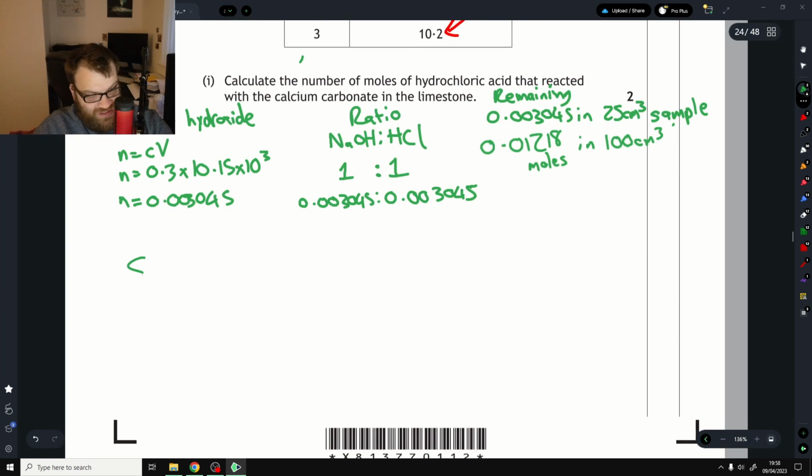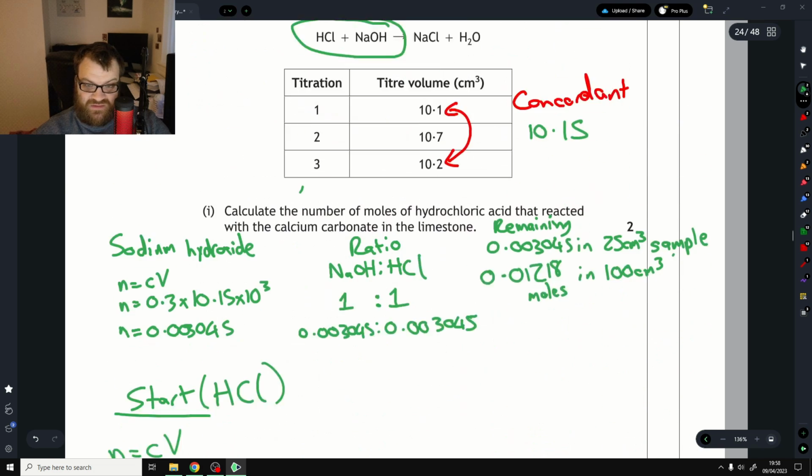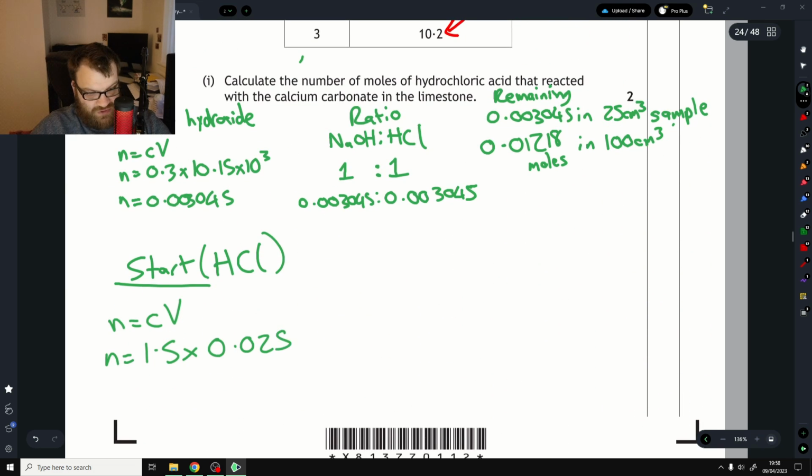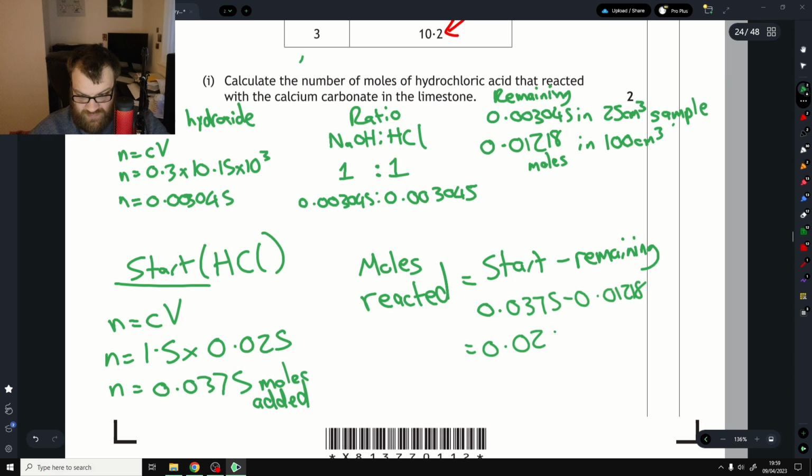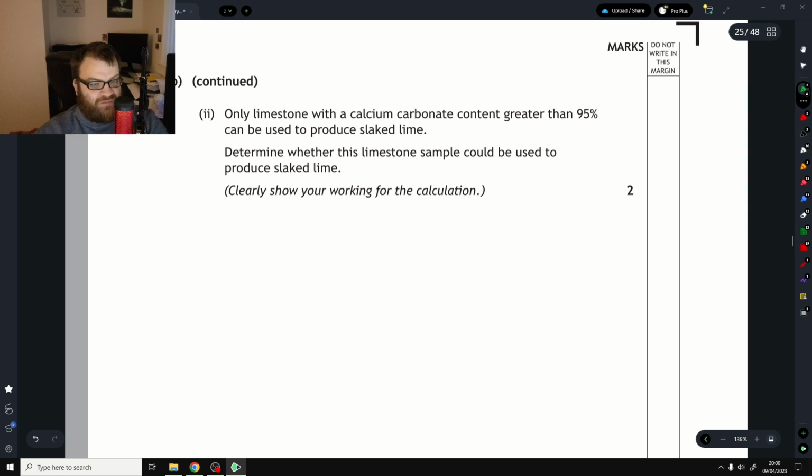So I'm going to now work out our value at the start. Again, we're going to use n equals CV. 1.5 times 25 centimetres cubed divided by 1000 gives you 0.025. Therefore, our number of moles gives us 0.0375 moles added. Work out our moles reacted. We're going to do our start minus the remaining, the stuff at the end. That's going to be 0.0375 take away 0.01218. That gives us an answer of 0.0253 moles.